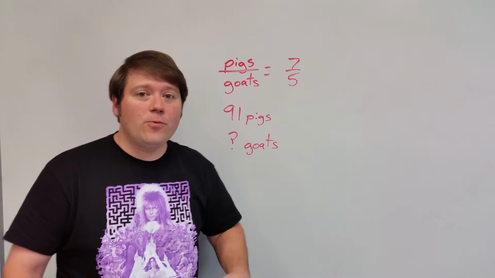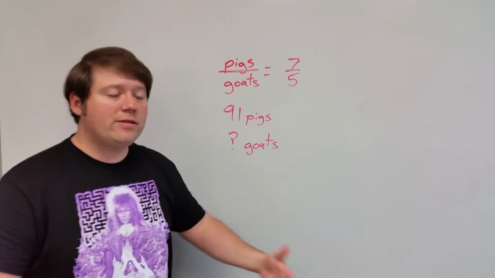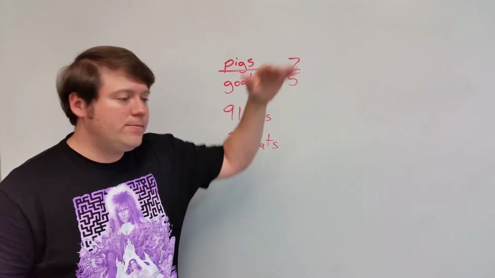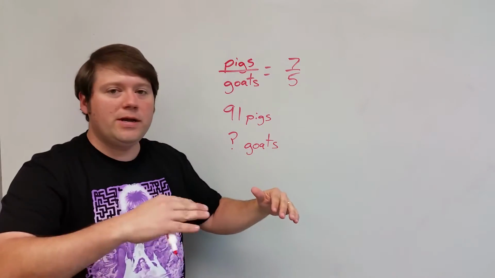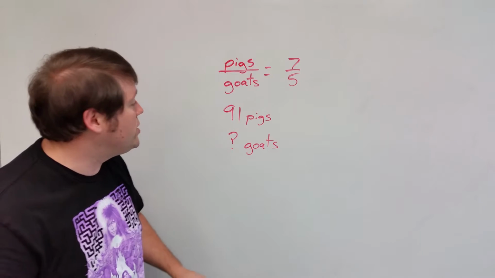Now we need to remember, when we set up a proportion, both ratios should be the same thing. They should both have pigs to goats. We shouldn't have one be pigs to goats and one be goats to pigs. They have to both be pigs to goats, all right? So that's what we need to make sure we do.